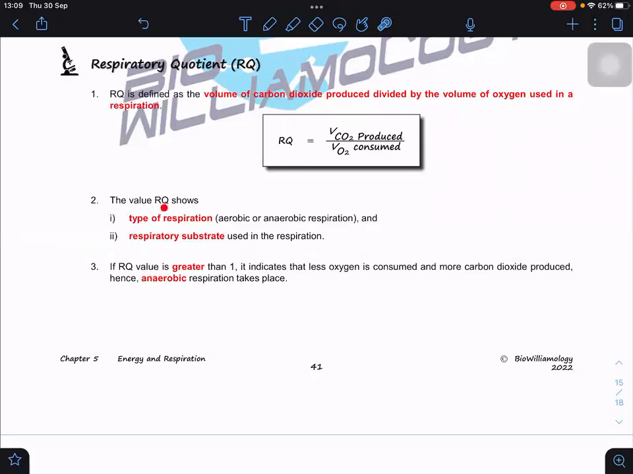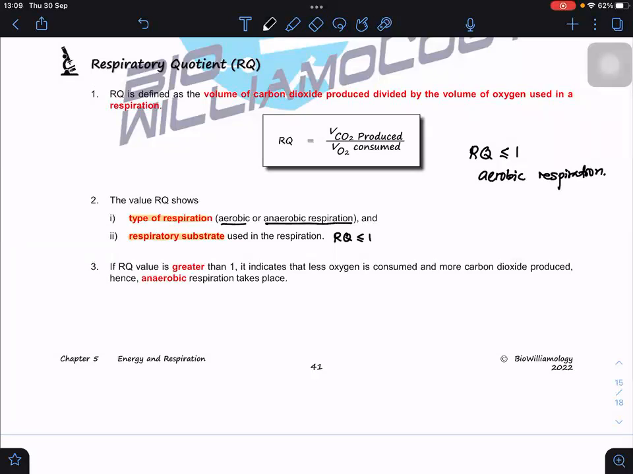The value of RQ shows two things: the type of respiration, whether aerobic or anaerobic respiration, and it also tells us the respiratory substrate used. Are you clear? If the RQ value is less than or equal to 1, if you calculate the RQ value less than or equal to 1, this is aerobic respiration. Are you clear?